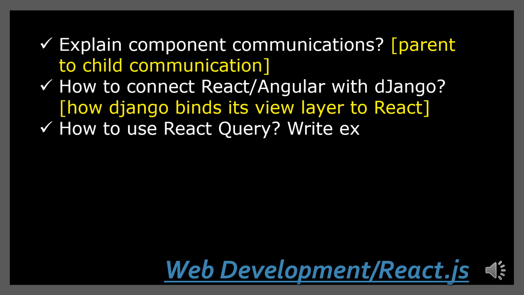That is how we migrate our front-end applications with Django applications, or else we can create Django models and create REST API calls, and use those REST APIs inside React or Angular. Whichever one you are familiar with and good at, you can explain that one. The third one is how to use React Query. React Query is nowadays very popular for fetching data and for state management.